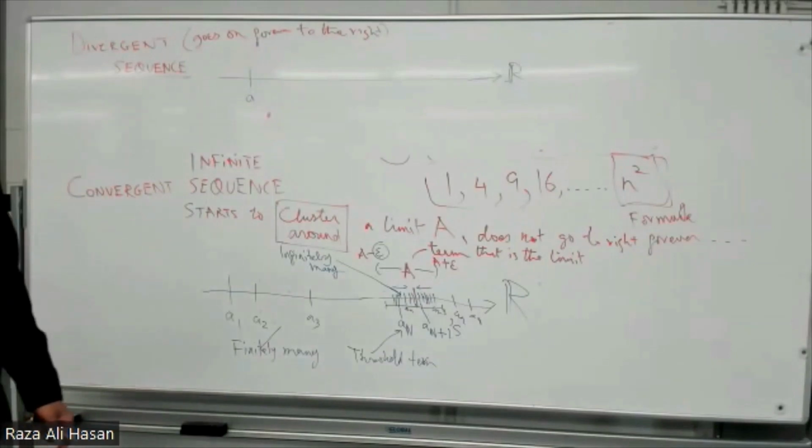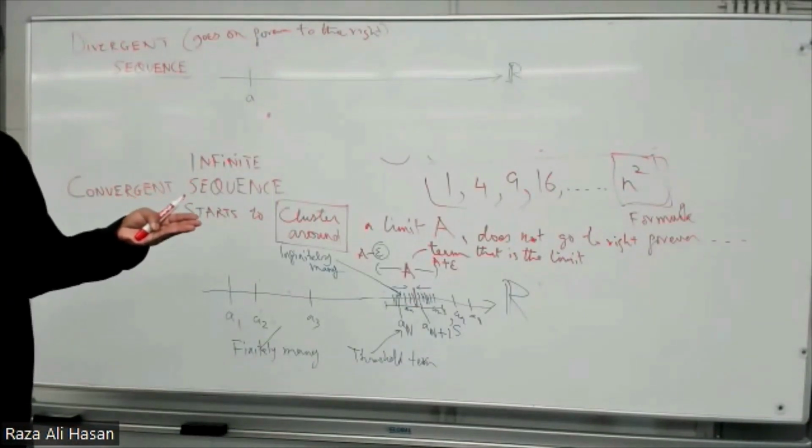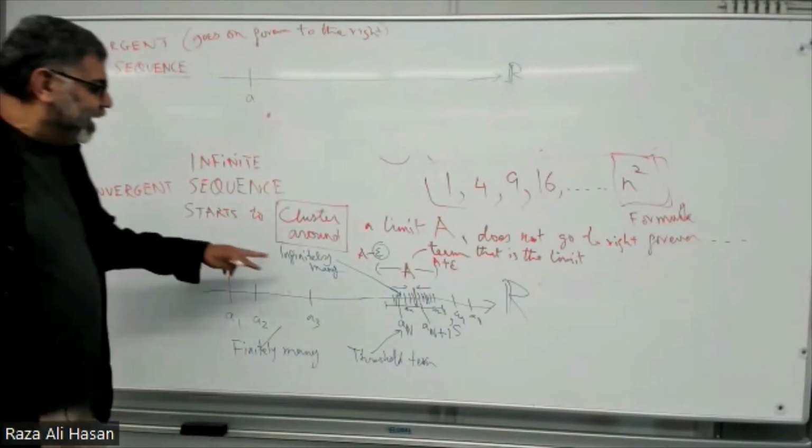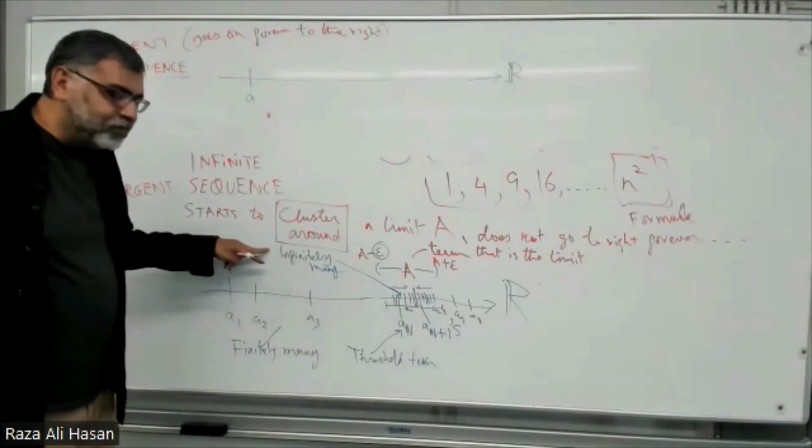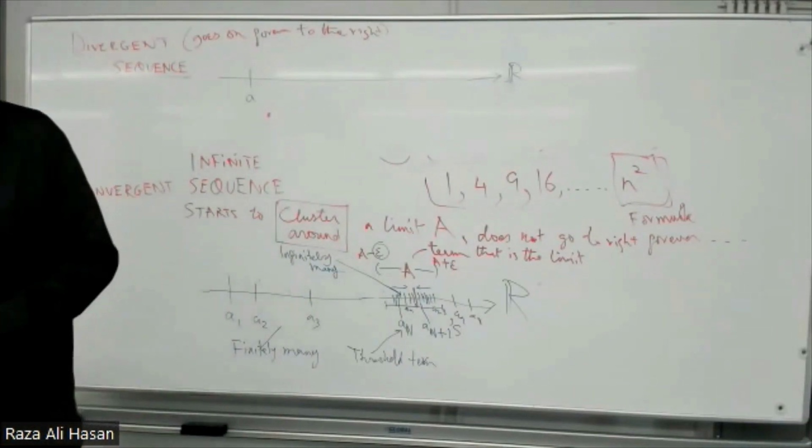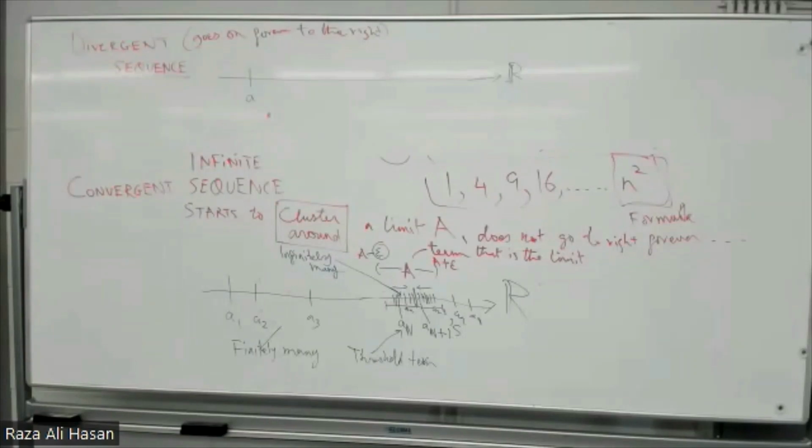Finitely many means there are many terms, more than one, but not infinite. Infinite means they go on forever. There will be no threshold term.